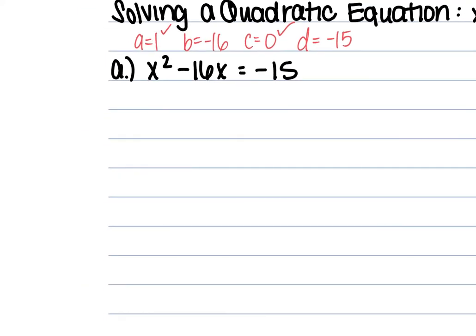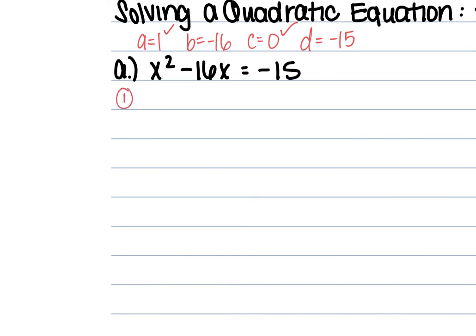Okay, so we're going to do the same steps. What was step number 1? B over 2. In this case, it's going to be negative 16 over 2, negative 8. Make sure we highlight that because we are going to come back to it. We're going to use it later. Step number 2, square it. So it's going to be negative 8 squared, which is 64. Is it positive? Yes. Is it a perfect square? Yes. We're good. Step number 3.